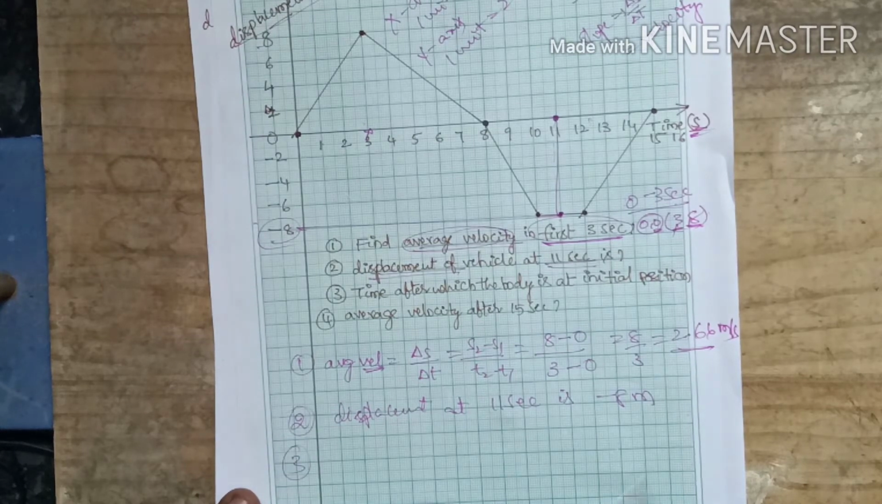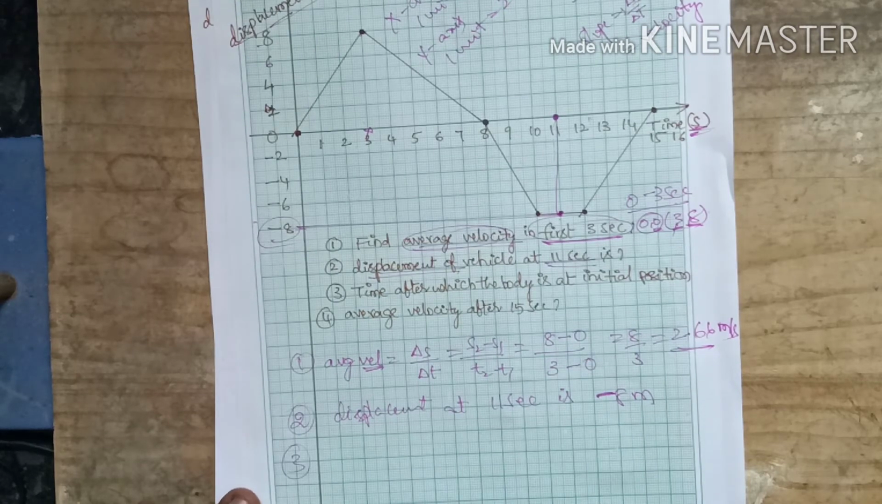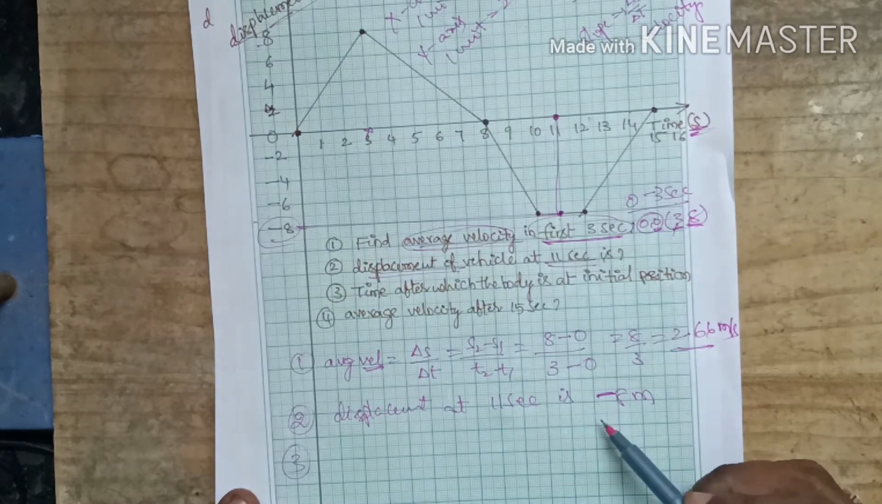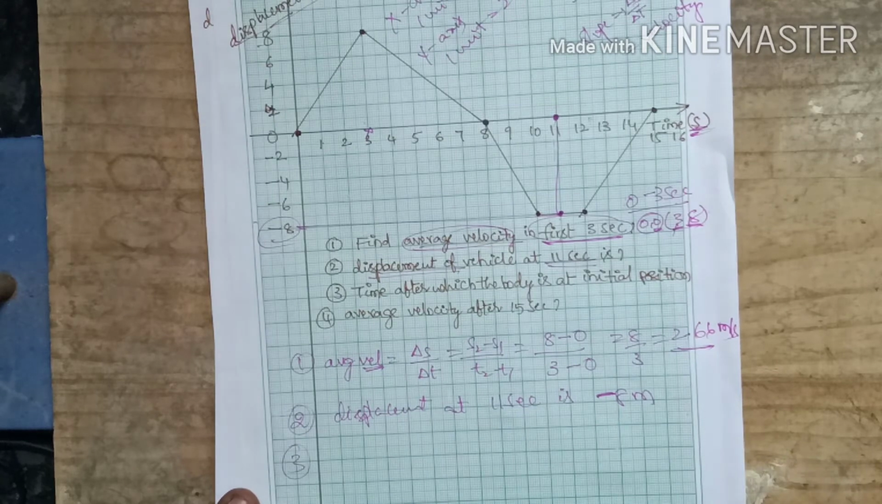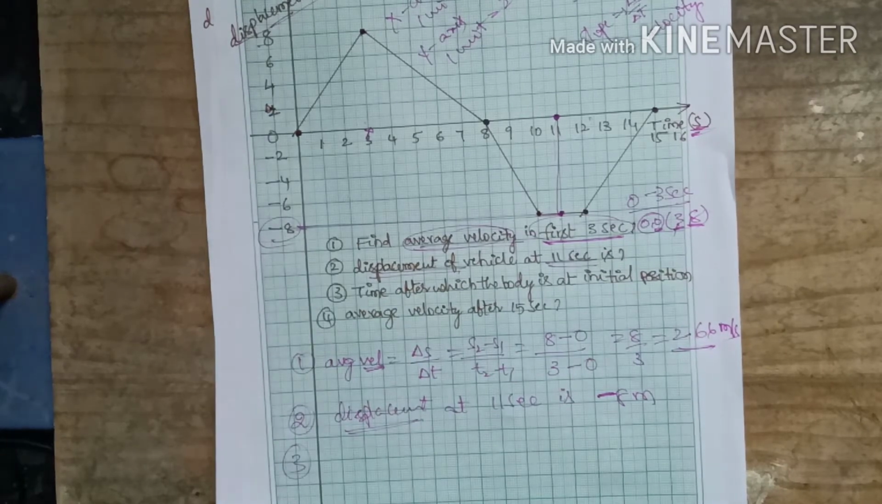Coming to the third one. Sir, can displacement be negative? Yes. Displacement is nothing but magnitude with direction. So here the minus symbol indicates the direction, no problem. Whereas distance travelled is always positive, displacement may be positive or negative. That negative or positive indicates the direction, because it is a vector quantity.